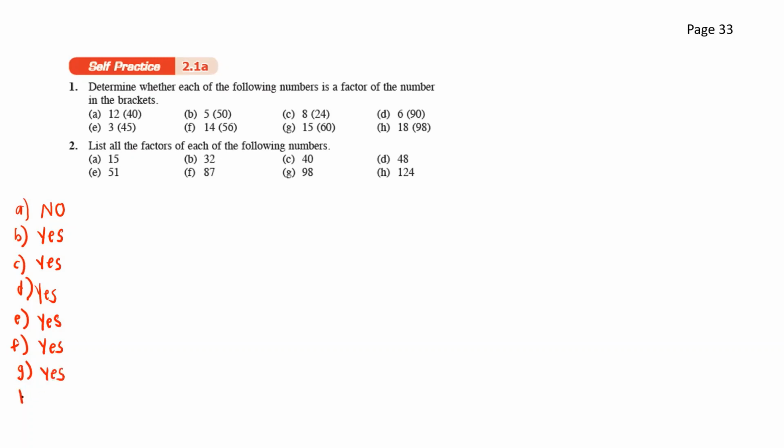And lastly, for H, 98 divided by 18, and we do not get a whole number, we get a decimal, so that is not a factor.